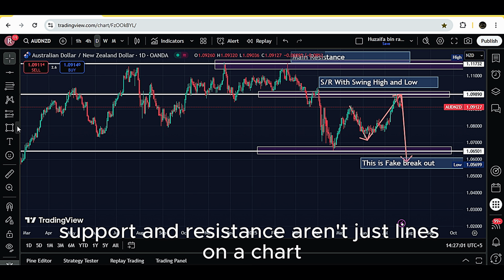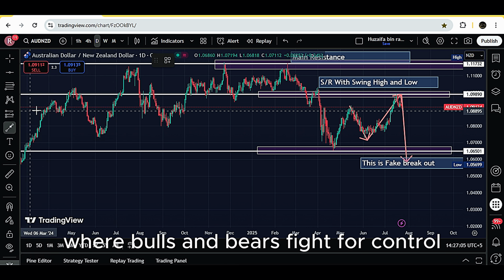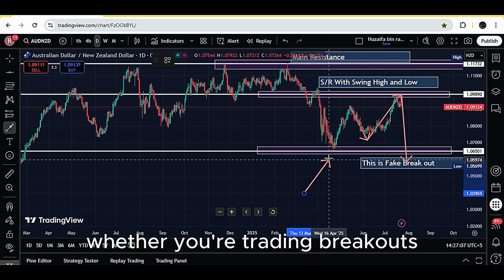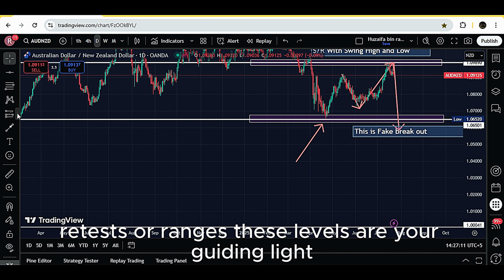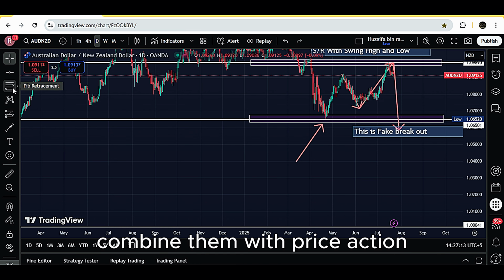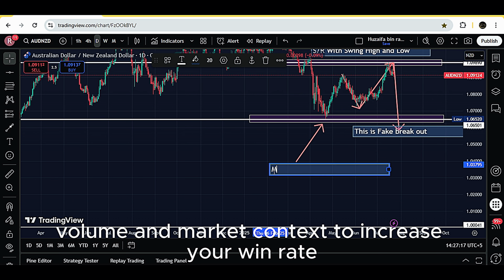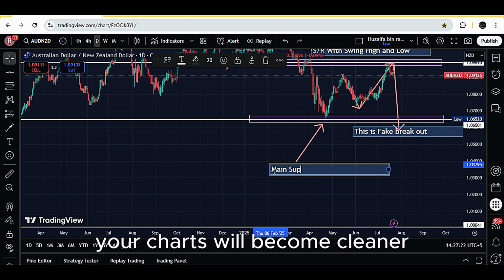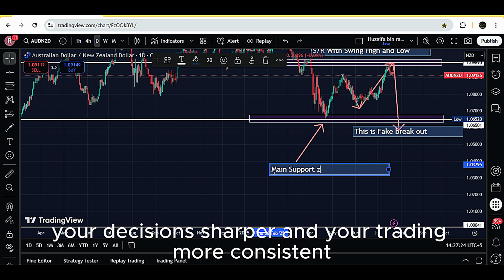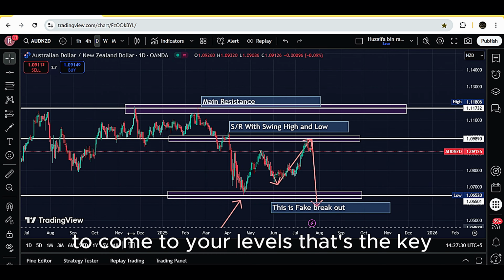Support and resistance aren't just lines on a chart, they're battle zones where bulls and bears fight for control. Whether you're trading breakouts, retests, or ranges, these levels are your guiding light. Combine them with price action, volume, and market context to increase your win rate. If you master this concept, your charts will become cleaner, your decisions sharper, and your trading more consistent. Don't chase price. Wait for it to come to your levels.